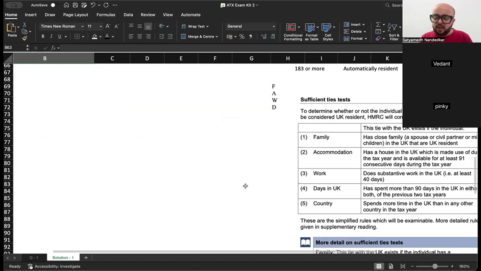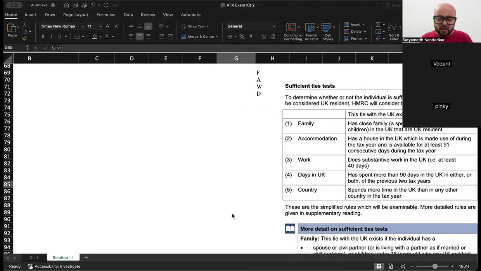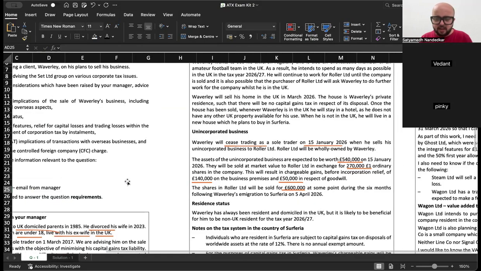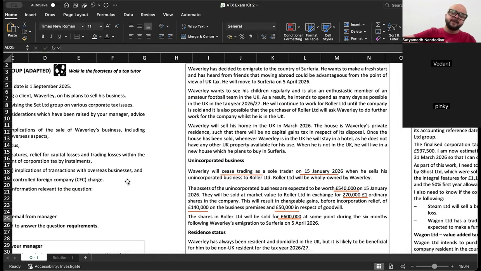Then work. Does substantive work in the UK, that is work for at least 40 days in the UK. Now, if he fulfills the sufficient, अभी कुछ information है क्या देखो, do you have any information on that? Look at this part. See यहाँ पे लिखा है Waverley sells his home in the UK in March 26. तो घर तो है नहीं. Is he working in the UK? देखो.